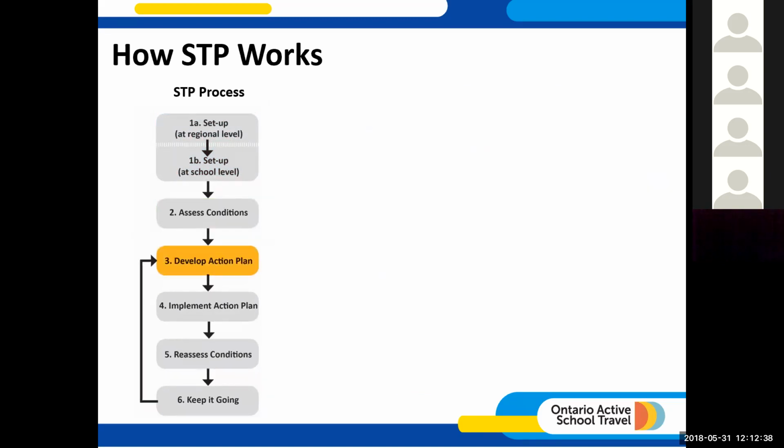Phase 3 is action planning. During this phase, the 2 levels of committee are involved in crafting a custom plan for each school to address the unique challenges that were identified in phase 2. This is another key to success, tailoring STP to the needs of each school rather than implementing sort of one-size-fits-all solutions across all schools. So when you're developing an action plan, it's really important to keep the goals of STP in mind.